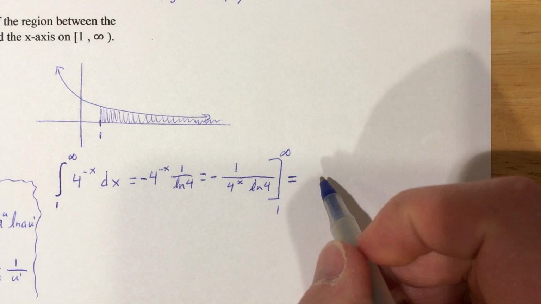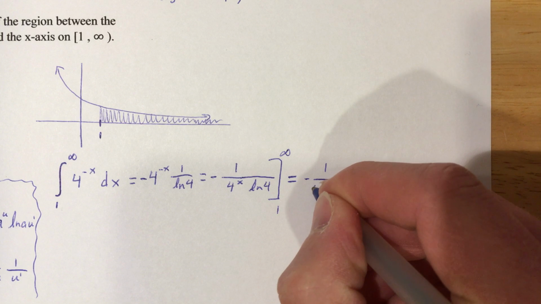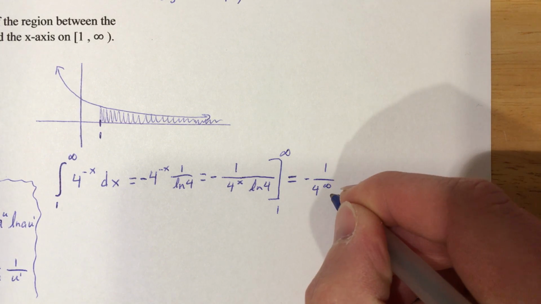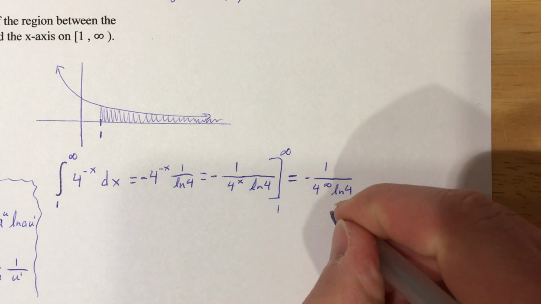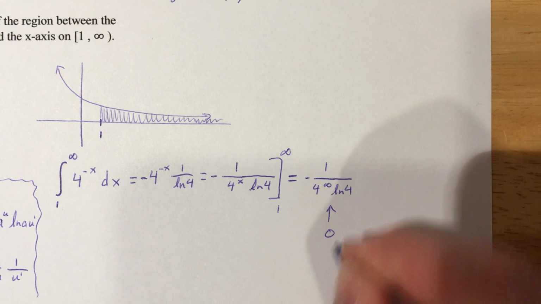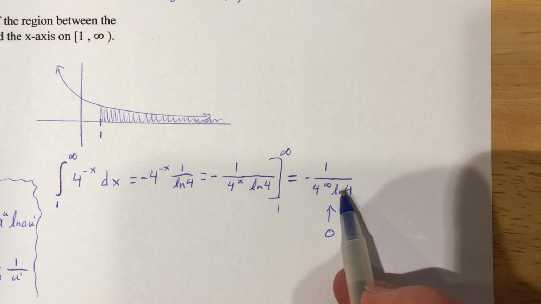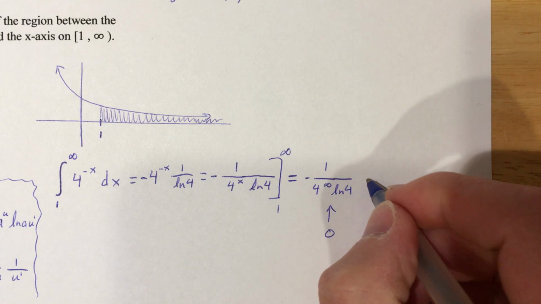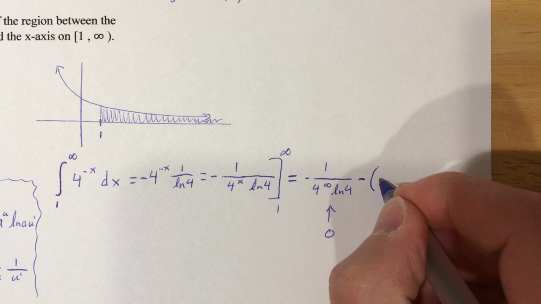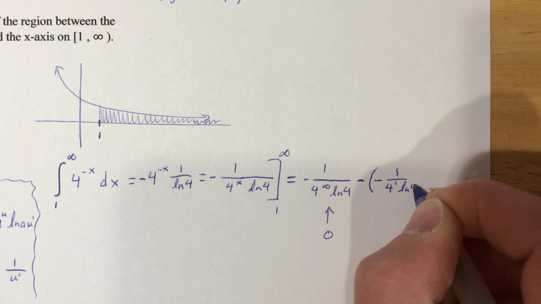So I'm plugging in infinity to start with. That is going to become 0 right there. 4 to the infinity gives me infinity in the denominator times natural log of 4, still infinity in the denominator. So I've got 0. Now I'm going to subtract negative 1 over 4 to the 1 natural log of 4.